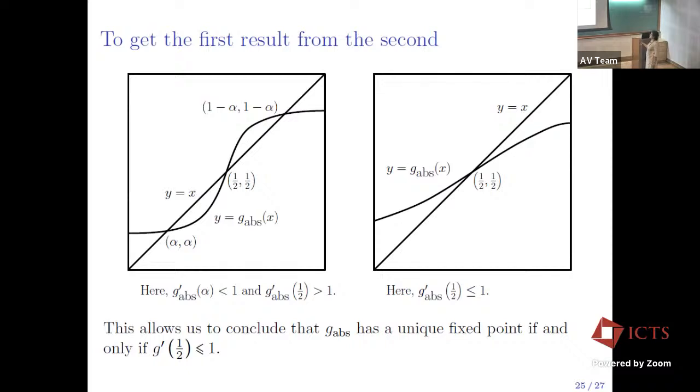And if it is then coming up, if it is intersecting at 1/2 after that, then this curve must be coming above y equal to x at x equal to 1/2. So that tells you the slope of g absolute here must be strictly bigger than 1. On the other hand, if you look at this picture, the curve g absolute travels from above to below y equal to x at 1/2. Therefore, the slope here would be less than or equal to 1. So this gives you a necessary and sufficient condition for g absolute to have a unique fixed point at 1/2: that happens if and only if its slope at 1/2 is less than or equal to 1.